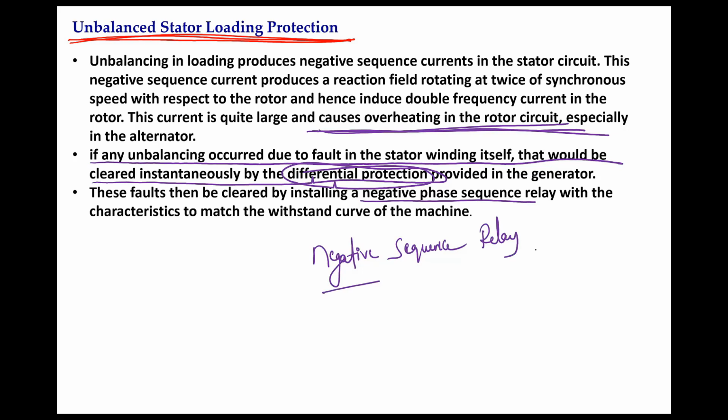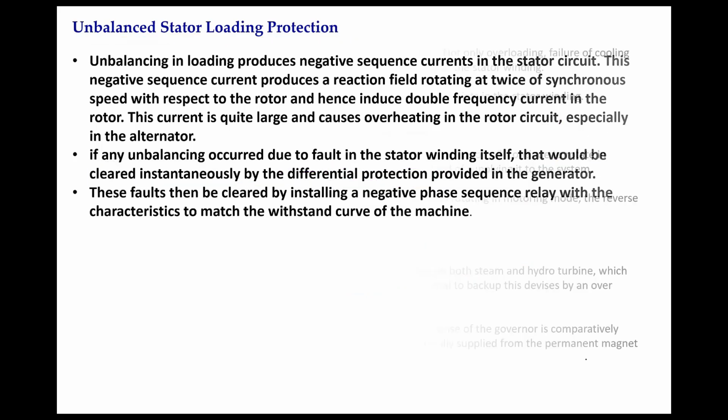Understand? If the unbalance happens inside the stator winding, then the differential current scheme will trip. But if the unbalance happens because of the loading on the generator, then the negative sequence relay will trip. So for unbalanced loading of the generator, which relay is used? The negative sequence relay is used.